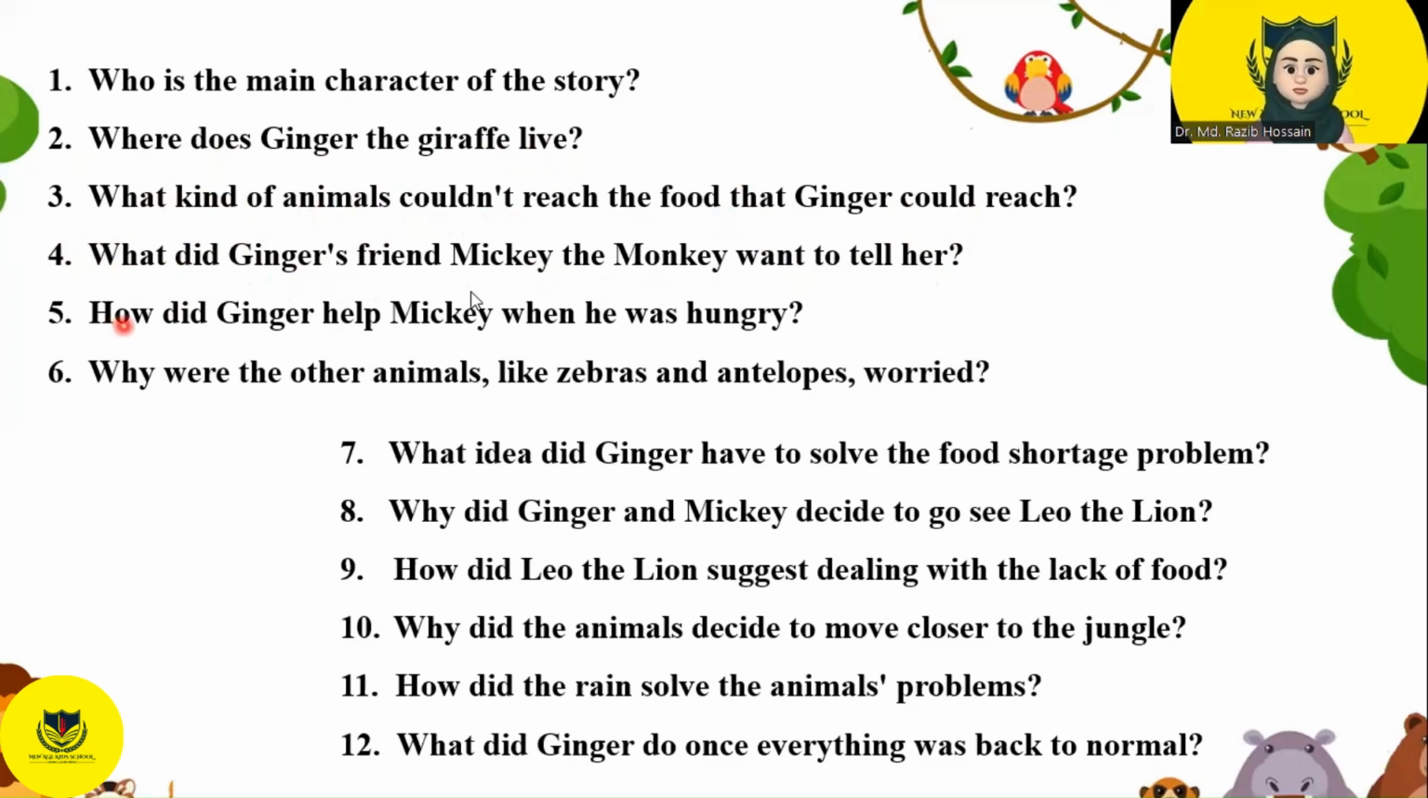Fifth question is, how did Ginger help Mickey when he was hungry?